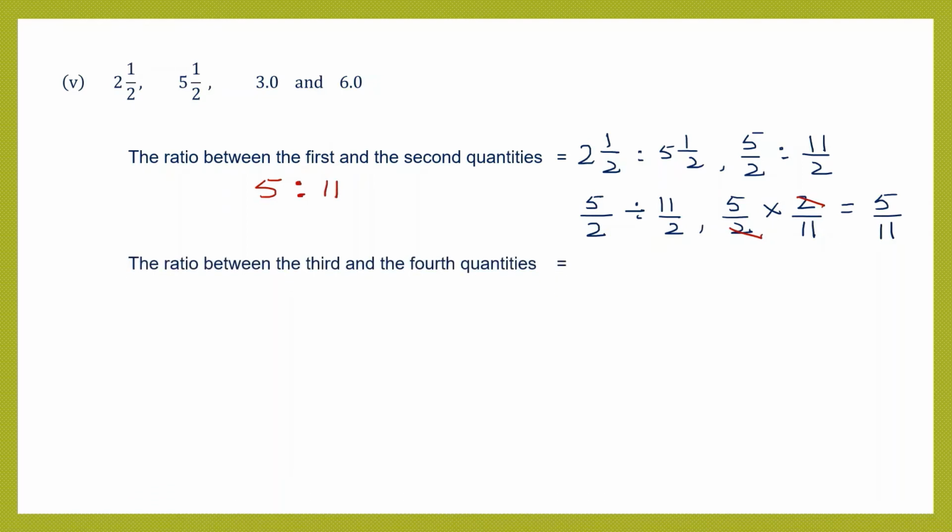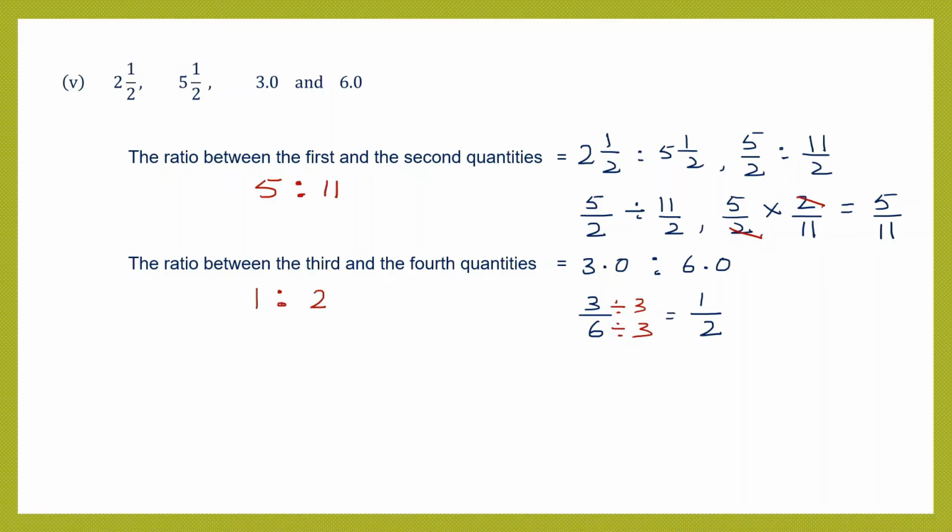Now let's see the ratio between the third and the fourth quantities. The third quantity is 3.0 and the fourth quantity is 6.0. It's the same as 3 is to 6. So let me write it as a fraction, 3 by 6, and then I'll reduce it to the lowest term by dividing both by 3. So here I get 3 1s are 3 and 3 2s are 6, which cannot be reduced further. So 1 by 2 fraction, I can write it as a ratio. The ratio between the third and the fourth quantities is 1 is to 2.